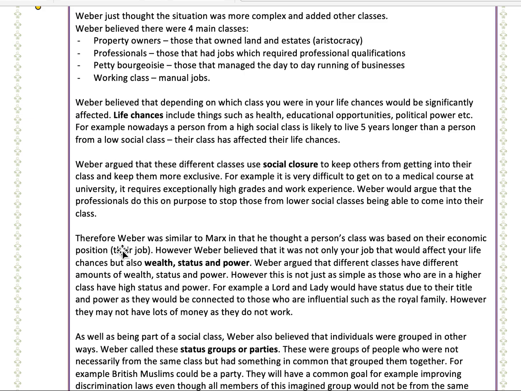So similar to Marx, he agrees with economic position, but he also believes that it's not just the job, it's wealth, so things like investments, status, so the prestige attached to a person, and power, the influence that they have. And just because you have one of those things doesn't mean you have all of those things. Some jobs are quite high status, like firefighters, but they aren't necessarily well paid. Some people have lots of power in society and influence, but their job might be seen in quite a negative way, something like the police.